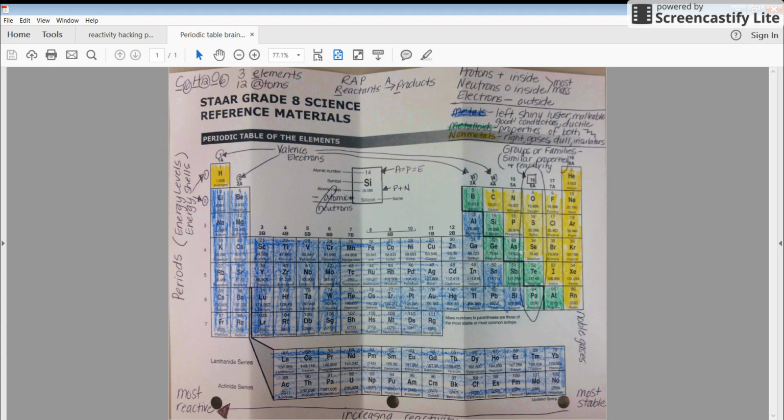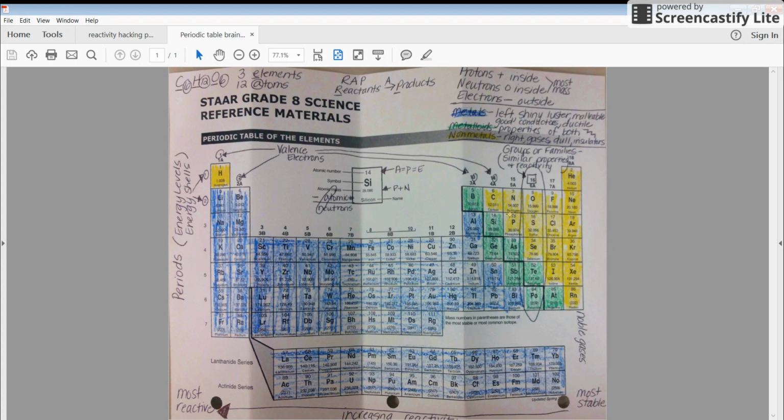Metalloids have characteristics of both metals and nonmetals, which is why they fall in between. So they have properties of both. They can be malleable and ductile, but they could be poor conductors. It also really kind of depends on each individual element in that group.